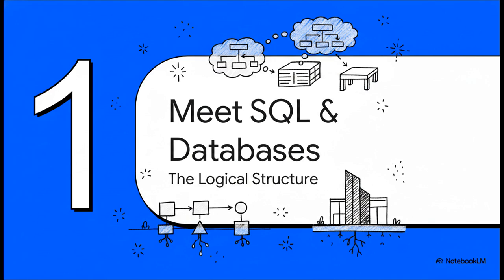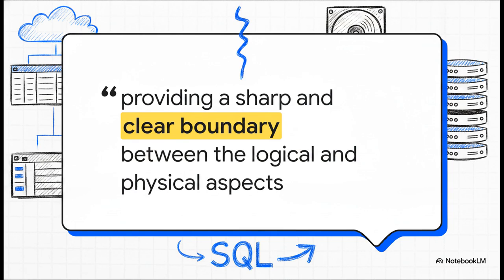We're going to start by looking at the logical structure. So there's this really fascinating quote from E.F. Codd. He's essentially the brilliant architect behind the entire relational database model. He said his main motivation was to provide a sharp and clear boundary between the logical and physical aspects of database management. Now, what does that actually mean for us? Well, it means you absolutely do not need to stress about exactly how the data is physically, magnetically saved onto a hard drive somewhere. You only need to think about the logical structure, like how the data actually relates to itself. SQL is going to take care of all that heavy lifting for you.